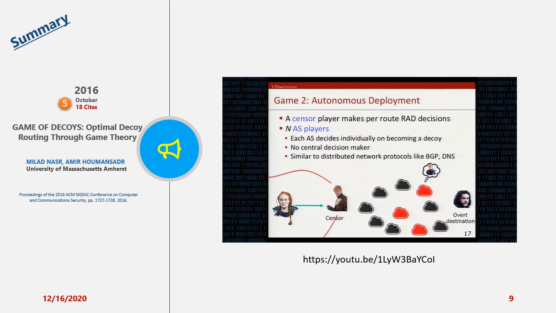This kind of decoy deployment is something that hasn't been discussed before, and in some sense is similar to how many distributed network protocols work today. Things like routing protocols or DNS are run by autonomous entities, and everyone acts in order to maximize their economical interest, right? So we have N players, which are the autonomous systems, and we also have the same censor player as the first game. So in this game, we have N+1 players who will make a decision about how to move forward with this decoy routing system.